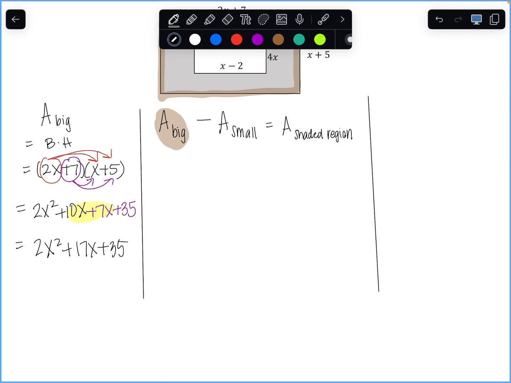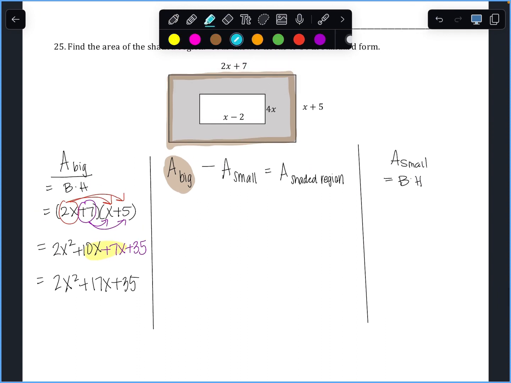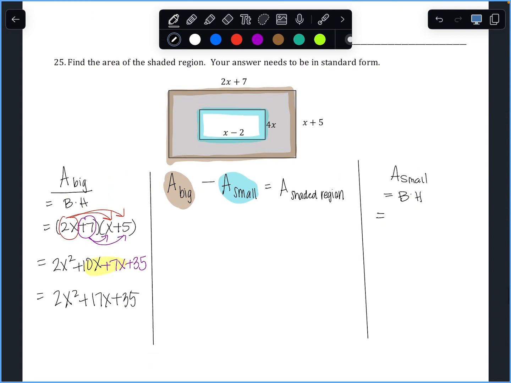You could also use your box method, right? Either way works. Okay, and then we gotta go on this side and calculate the area of the small rectangle. Same thing, base times height. And what is that? Does anyone wanna give that a try? What are the dimensions of the small rectangle that we wanna cut out? Anybody know the dimensions? X minus 2 and 4. Yeah, 4x times x minus 2. Those are the dimensions, or the factors.